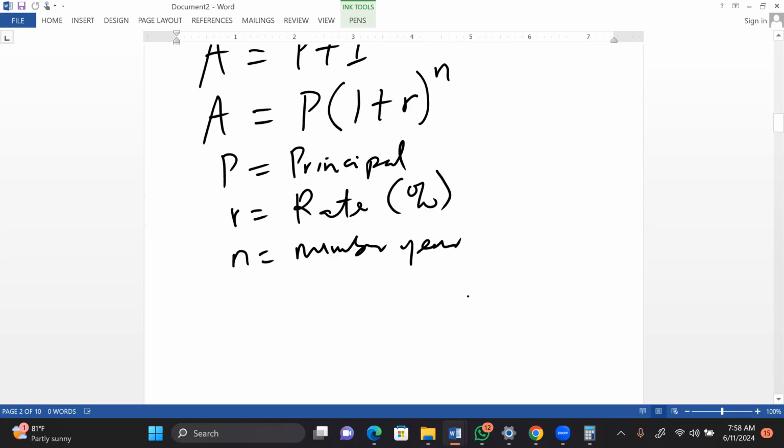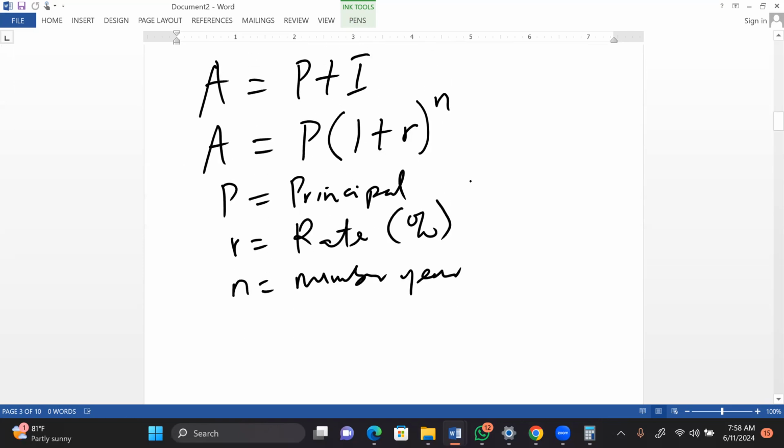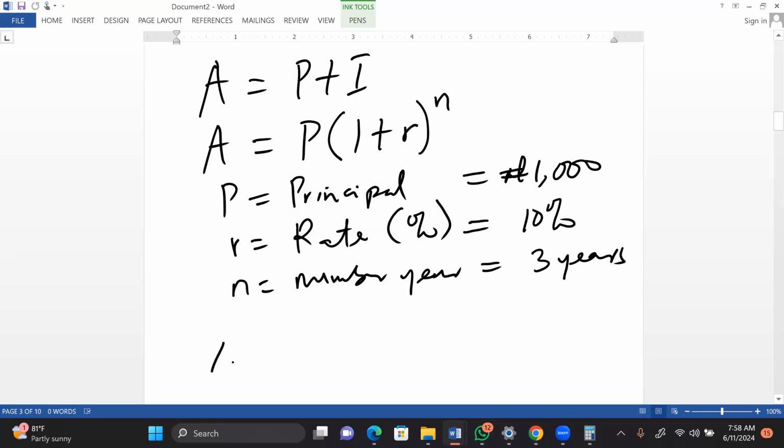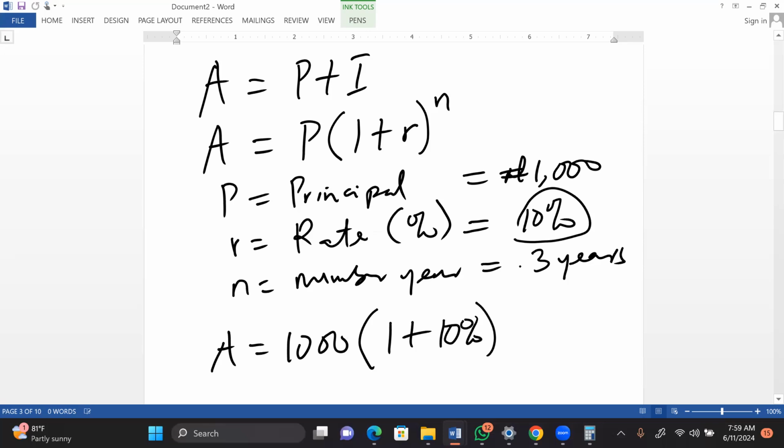So if you are now given, for example, the principal, let's say 1,000, the same example, the rate is 10%, and the number of years is 3 years. You want to apply the formula now. So the amount will be 1,000 into brackets 1 plus the rate, which is 10%, raised to n, which is going to be 3.